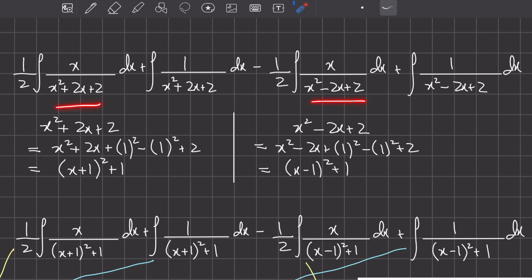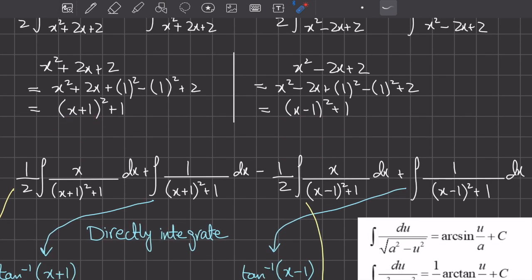We employ completing the square method. Simply add and subtract 1 squared, and the first 3 terms can be written as a square binomial. Do this for both denominators. Now we can rewrite the integrals.